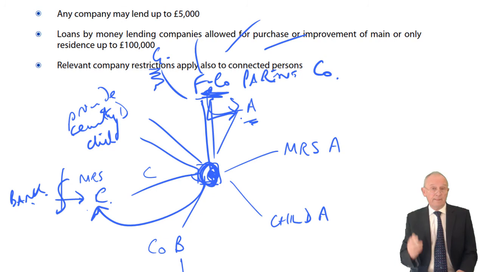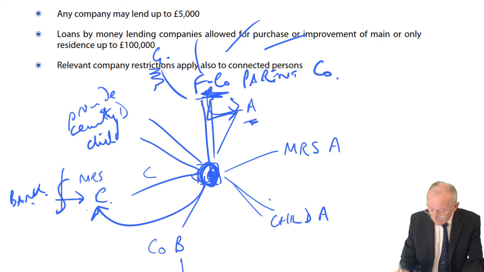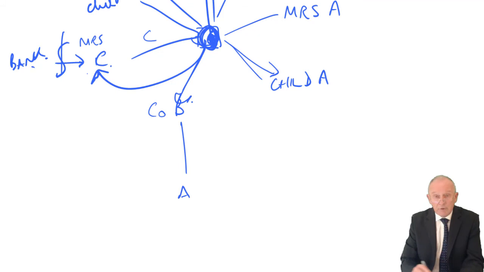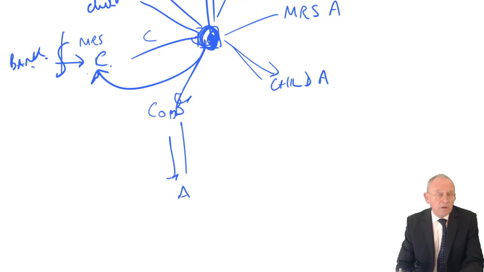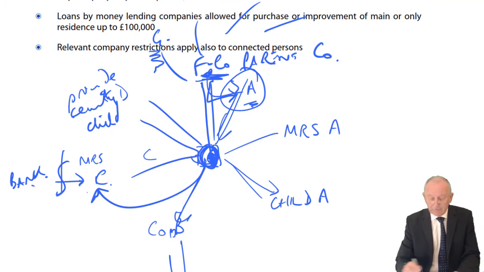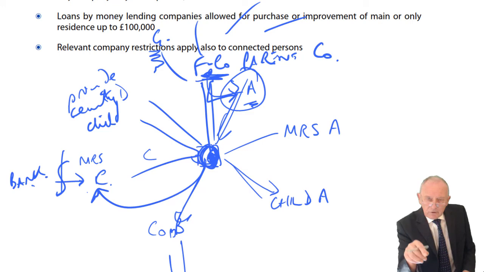Can our company lend money to Child A? Why not? Child A is not a director. Can our company lend money to Company B? Yes, it can. Can Company B lend money to A? No, it can't, because A is a director of our company. I'll say it again. No company may lend money, guarantee, nor provide security to a director of itself, nor of its holding company.